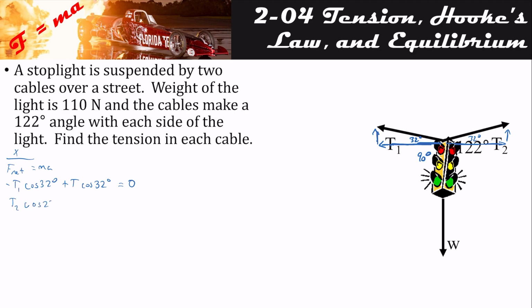Add the T1 cosine of 32 to the other side, divide by the cosine of 32, and we get that our two tensions are the same.